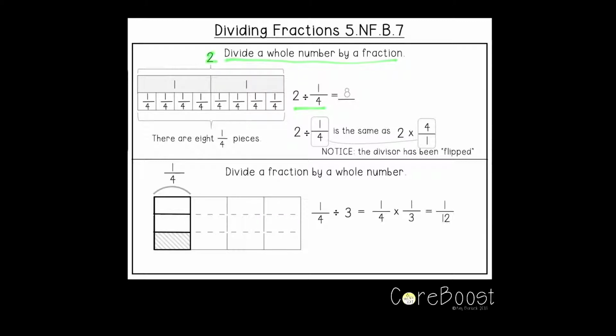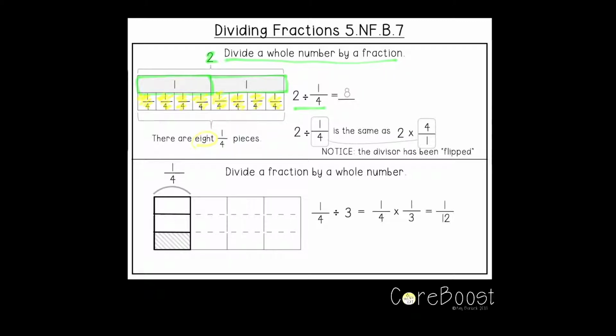So here I have my 2, and then I've divided into 2 whole pieces. And each of those 1 wholes is divided into 4/4. So I have 1, 2, 3, 4/4 in that 1 whole, for a total of 8 1/4 pieces. Now let's go back to our equation, and I'm going to show you how to solve it without a visual model.